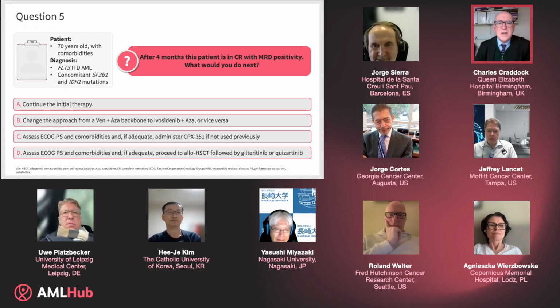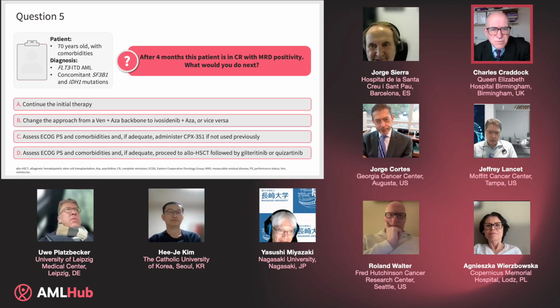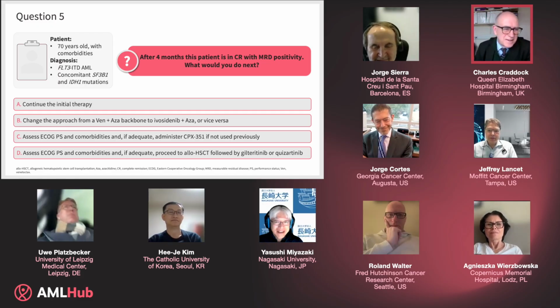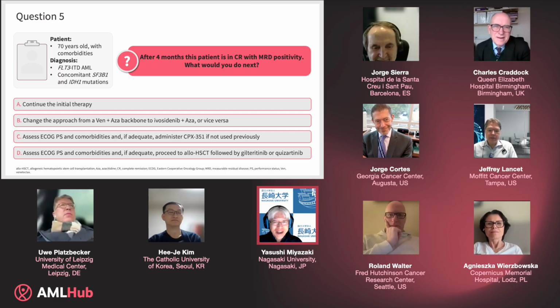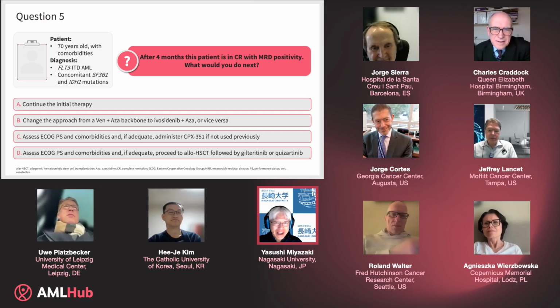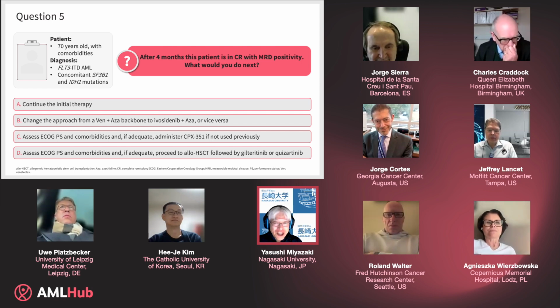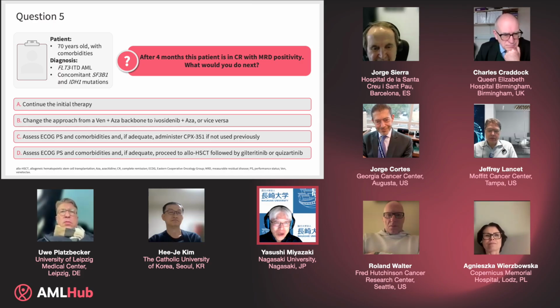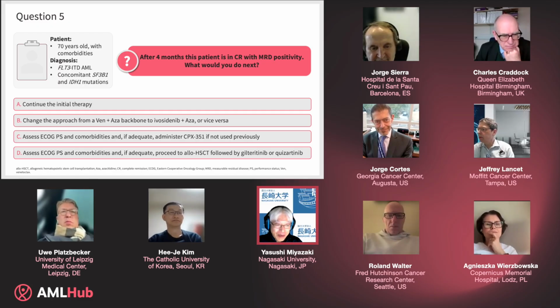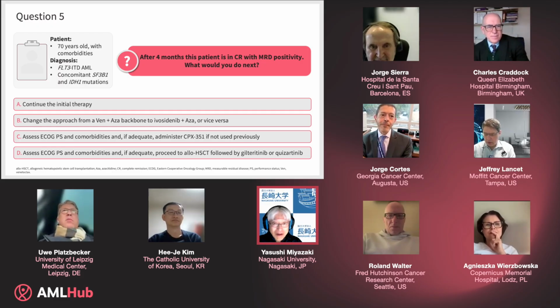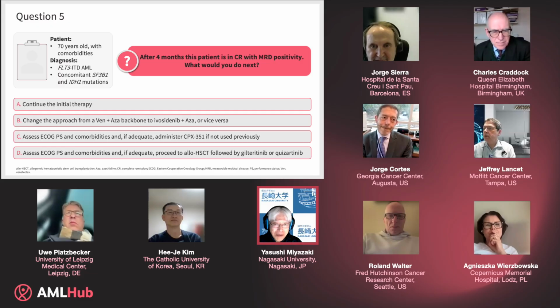So maybe I could just turn it. Is Dr. Miyazaki with us? It's a really complicated question, but Dr. Miyazaki, yes, would you like to comment? It is very difficult, because 70 years old has a very wide variety of conditions. So although it looks like fit for transplant, once we do even a reduced conditioning, their general condition deteriorates easily. So I prefer to continue the initial therapy as long as MRD level FLT3 positivity cells remain.